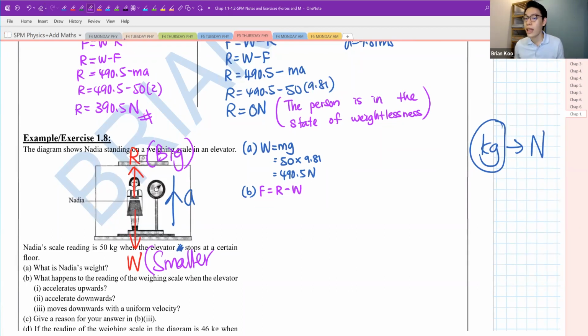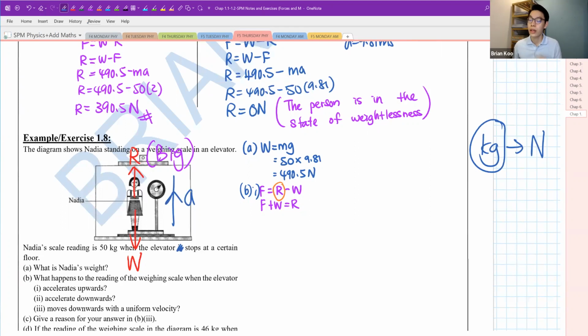And then for the elevator, if you want to find out the reading, reading is the R. We have talked about this last class. Reading is the R value. So if you go and move the W over, R is equals to... hold on.